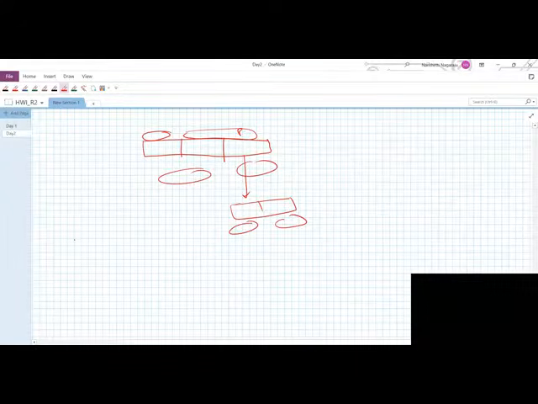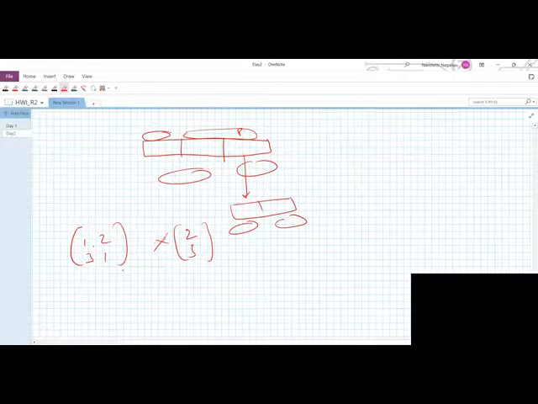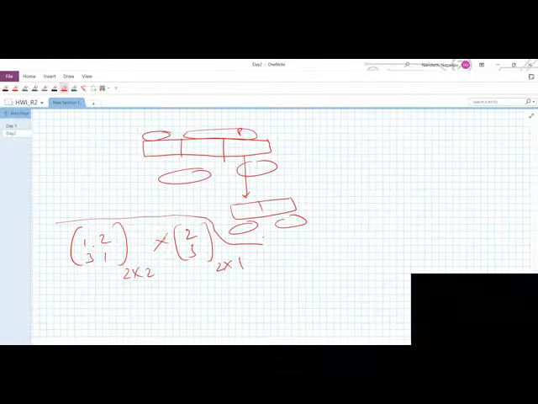For example, if you have a matrix like 1, 2, 3, 1, and a matrix as 2 and 3, this is 2 cross 2 and this is 2 cross 1. In the comment section, please let me know how many operations we need to perform to solve this problem.